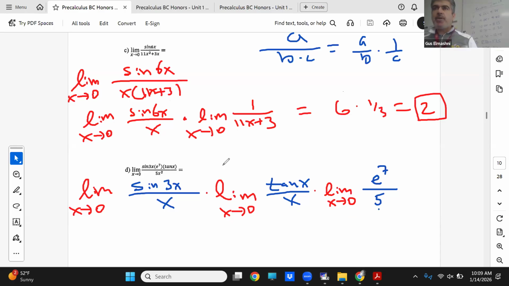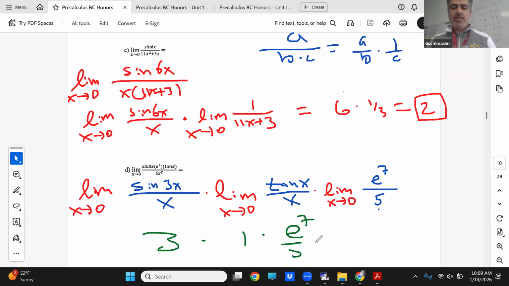Why am I going to do that? Because I have a rule for it. Let's use that rule. So if I think about it, what do I get now? I get 3 times 1 times that junk, whatever that is. That's a constant.